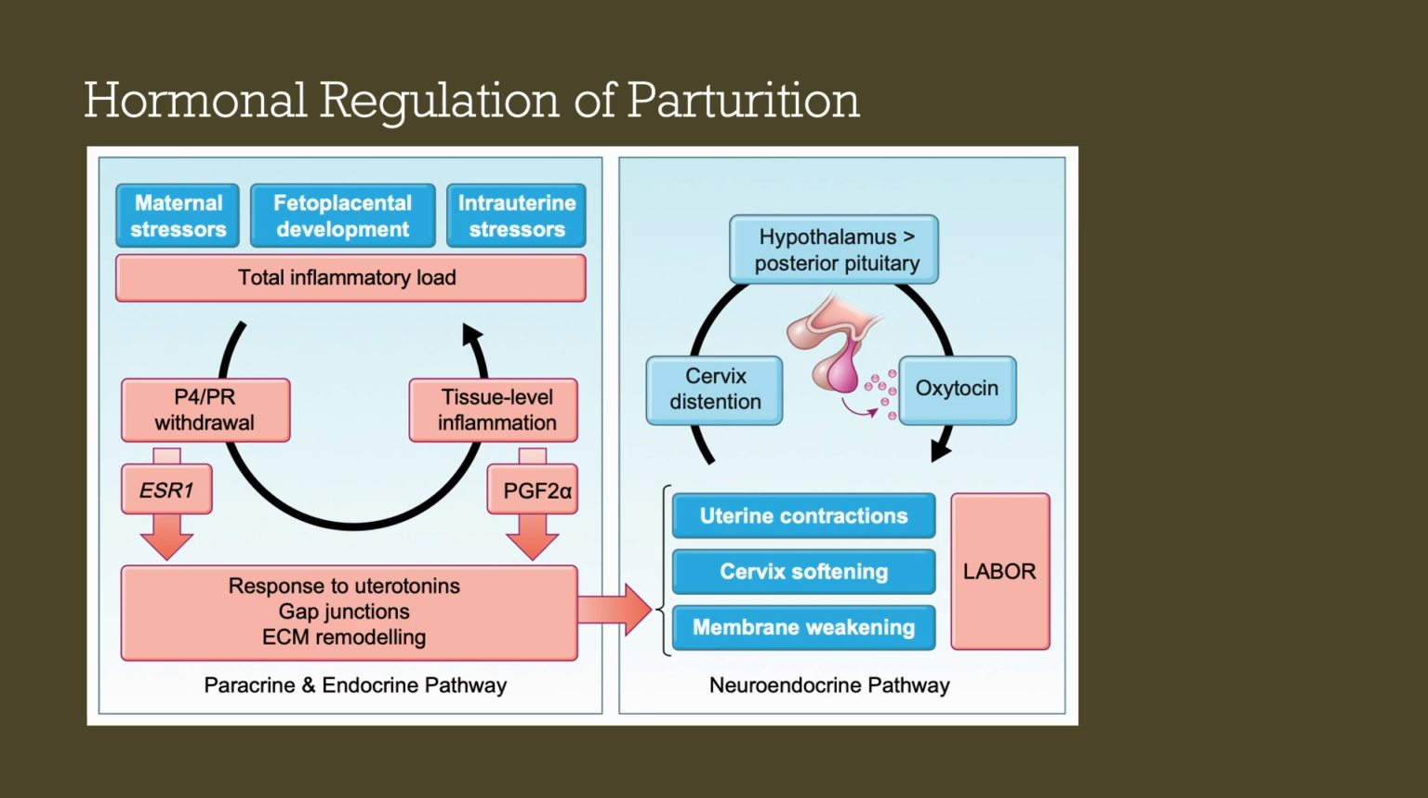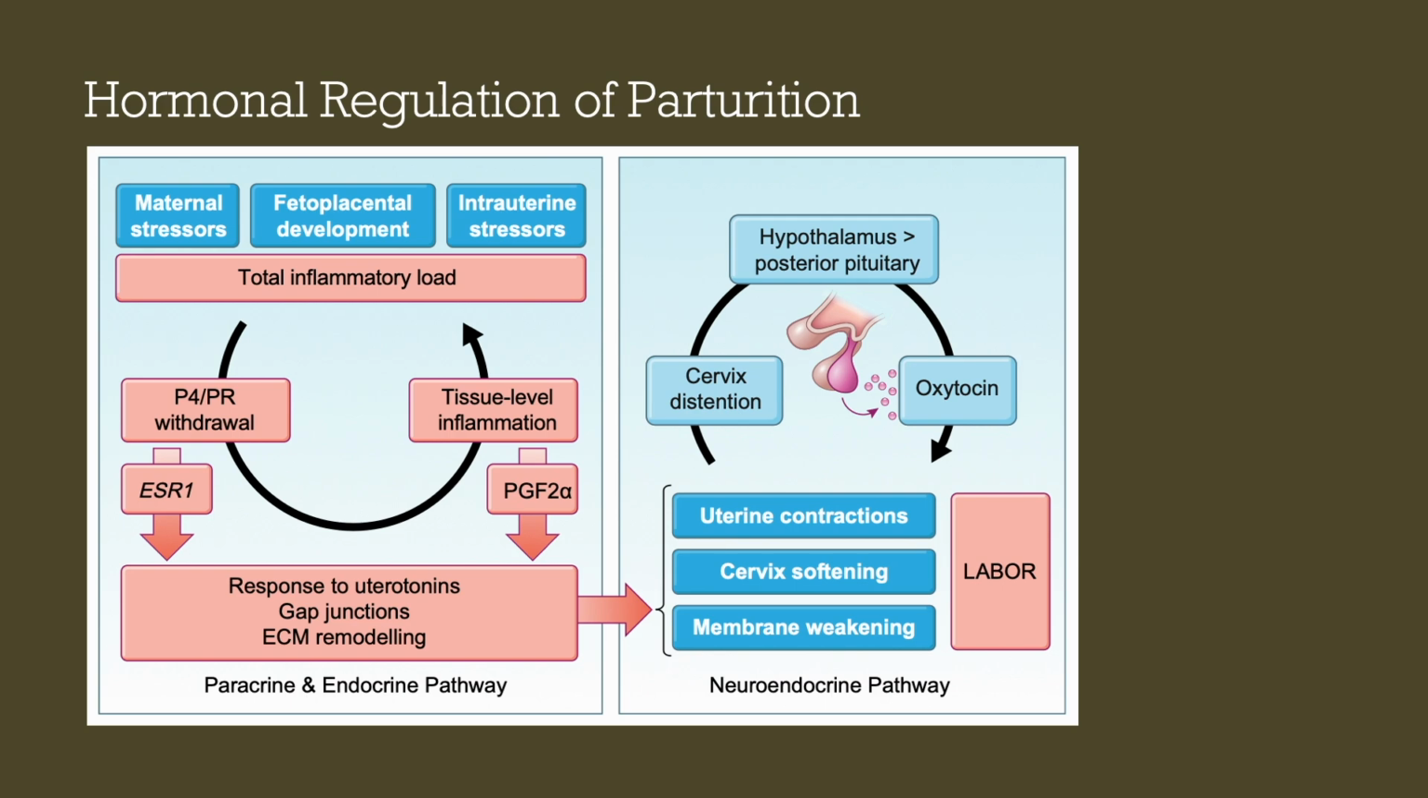The P4-PR withdrawal also increases expression of ESR1, which encodes the estrogen receptor, allowing circulating estrogens to increase response of uterine tissues to uterotonins. Again, prostaglandins such as F2 alpha and oxytocin. And all of this increases the extracellular matrix breakdown in the cervix and the fetal membrane, leading to cervical softening and membrane weakening, respectively. On the right, we see the final neuroendocrine positive feedback loop, which involves oxytocin amplifying contractions at the time of active labor.